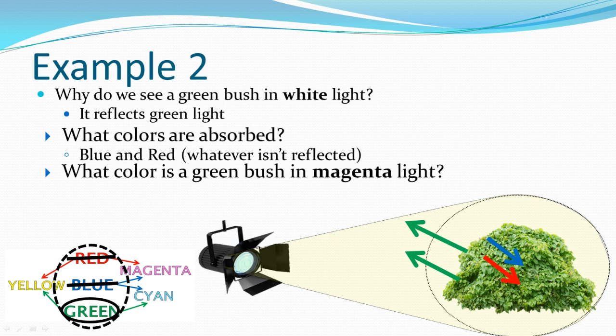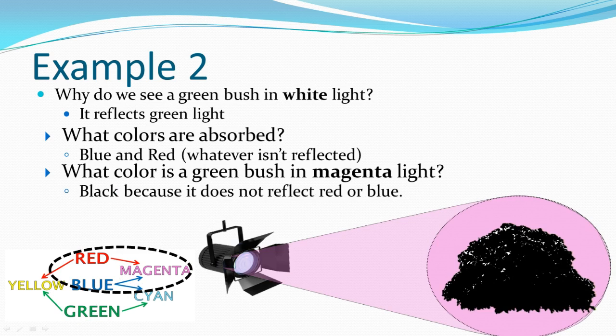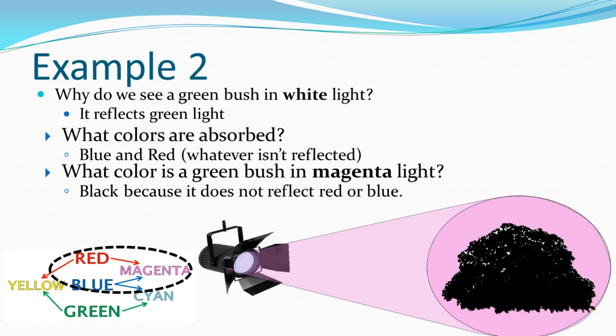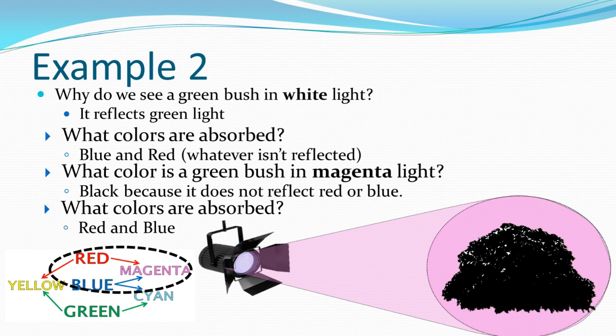However, what color is a green bush in only magenta light? Magenta is made of both red and blue. Well, this bush's properties allow it to absorb red and blue. So if it absorbs all the light we're giving it, it's going to appear black. If it absorbs all of the color that we shine on it, it appears black. We can only see color that is reflected, not color that is absorbed. So red and blue are both absorbed in this case.